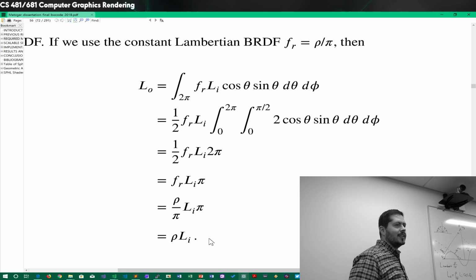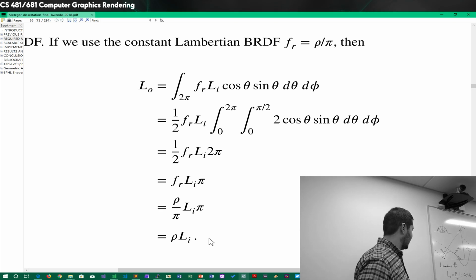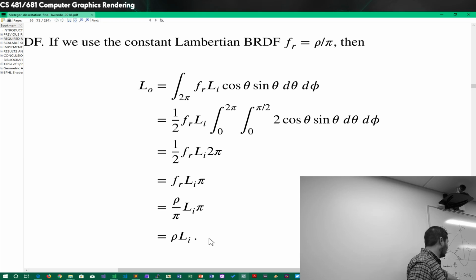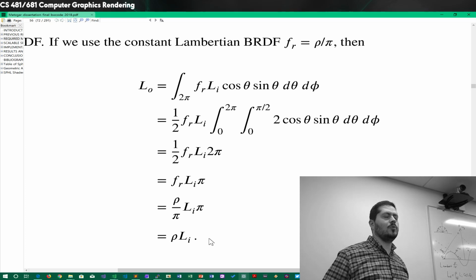Where in the world did they get rho over pi from? And where is the 2 pi coming from? Because we know that if you integrate the hemisphere, it's 2 pi. And now we're saying that this is rho over pi. And I wanted to find out, where's the hand waving?